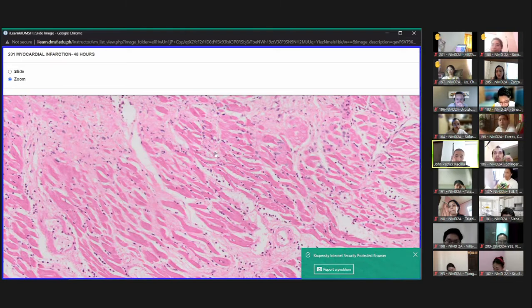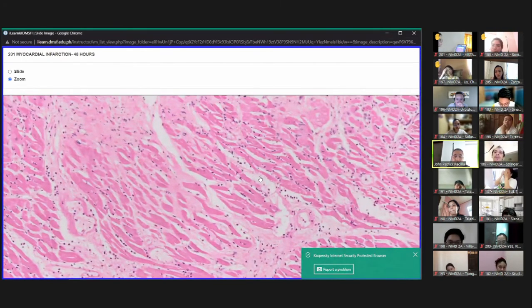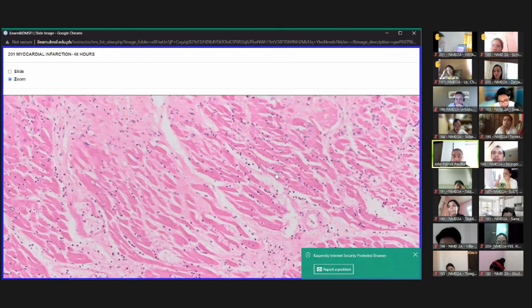So those features would be for coagulative, because if we are going to say this is liquefactive, even though we have the presence of neutrophilic infiltrates, we should not be able to identify the architectural pattern of the myocytes. So when we have liquefactive necrosis, they would form a fibrocellular mass. It means that they become necrotic debris.